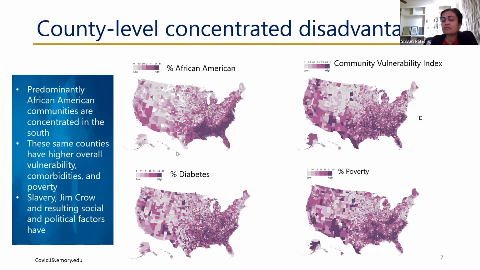So one of the other significant pieces of this concentrated disadvantage in the southeastern United States is that we have historical insight on this issue, and we also have some quantitative data suggesting that a lot of this is likely the legacy of slavery and Jim Crow, resulting in a political and social environment that is not conducive or favorable to health, and especially not conducive or favorable to the health of African Americans.